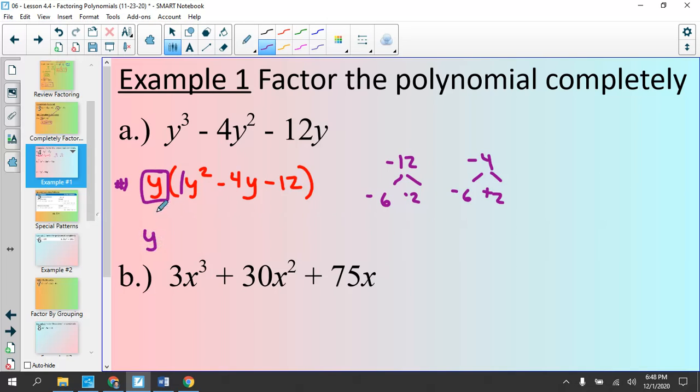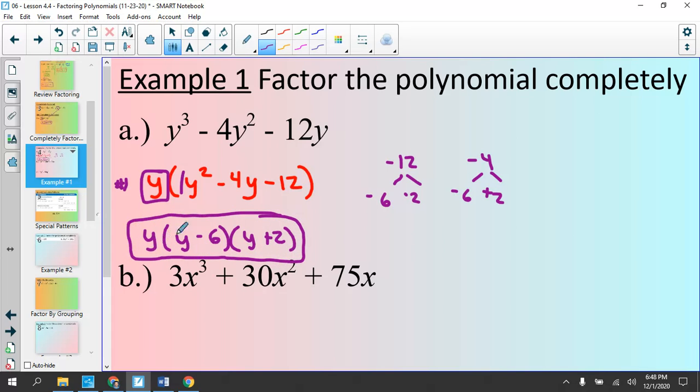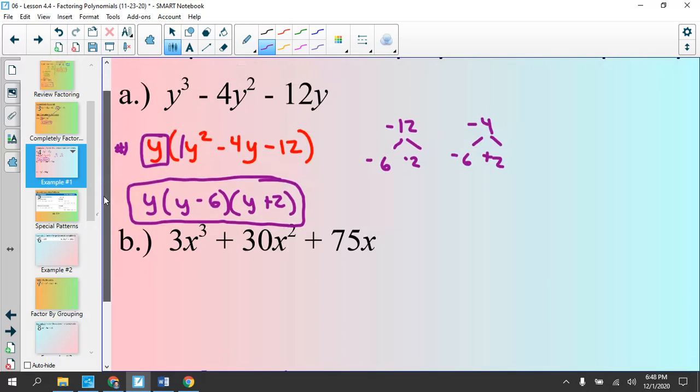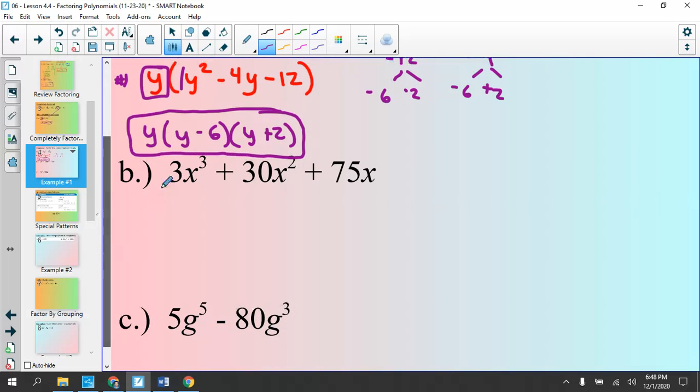So the y is done. I boxed it because it was already done. But now this is getting broken into y minus 6, and then y plus 2. And again, like we said before, if everything goes down to just first degree, no exponents left, then for sure we're done. So that's the common theme for these first couple: factor out, and then whatever's left, factor it.